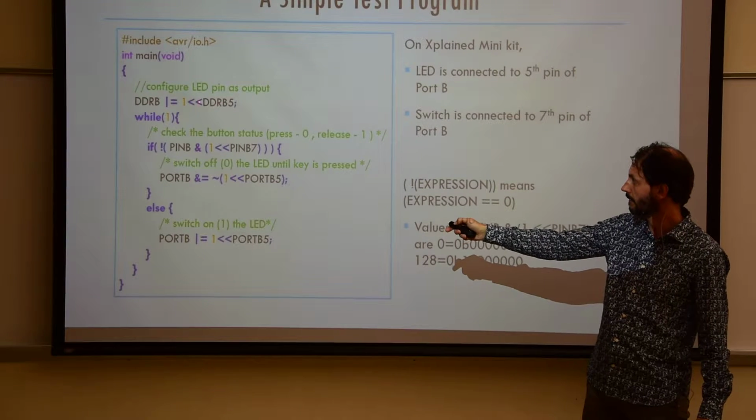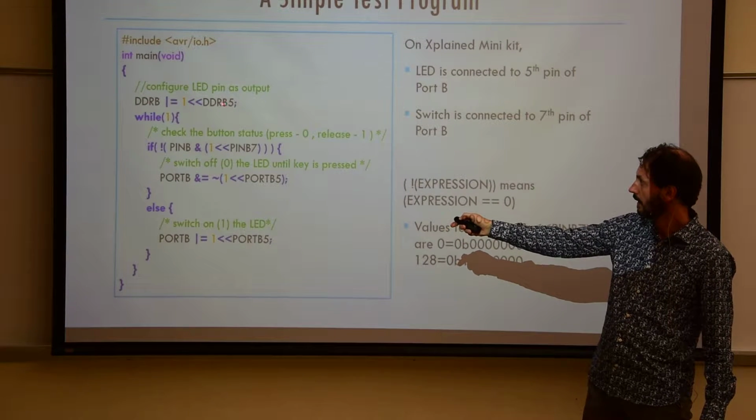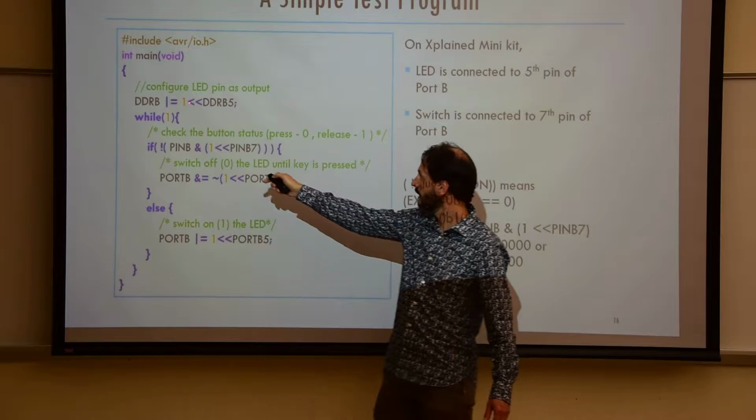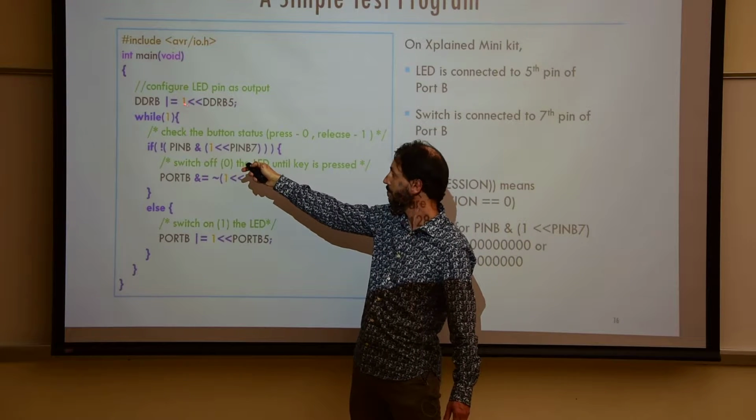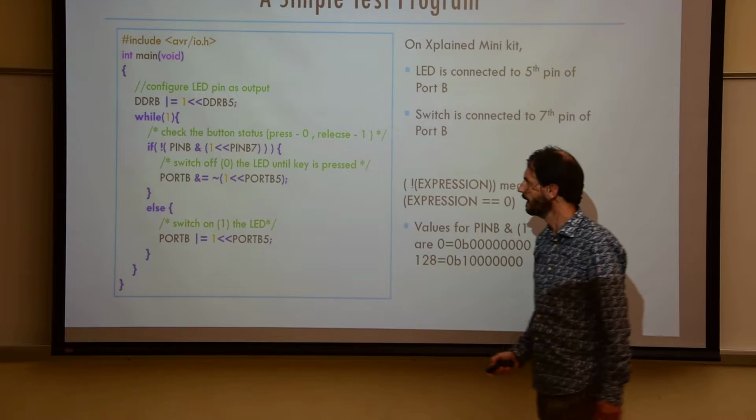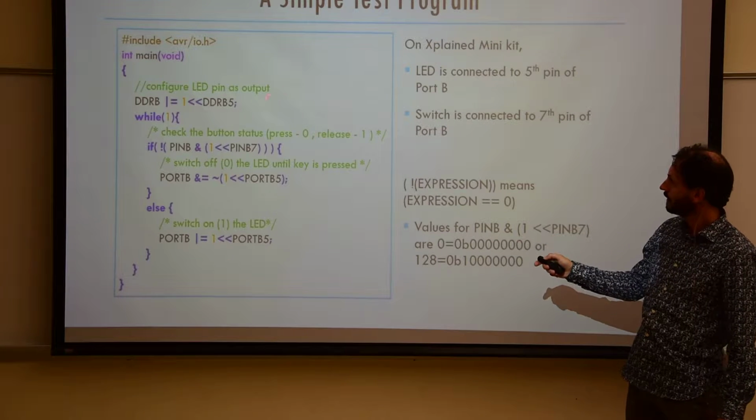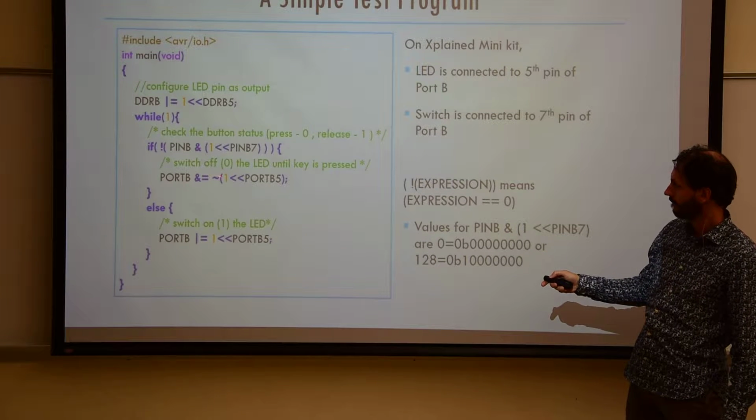So what does this mean then? Well, we'll put a 1 over here. It means that I essentially make B5 an output, right? Okay, because you want to do a test program that's going to blink a LED.